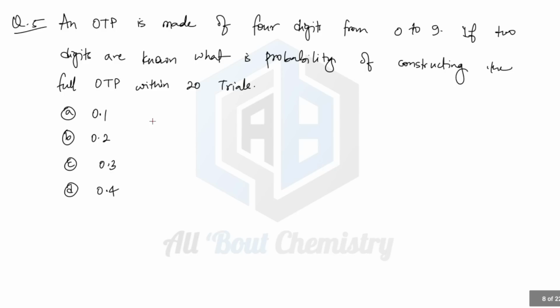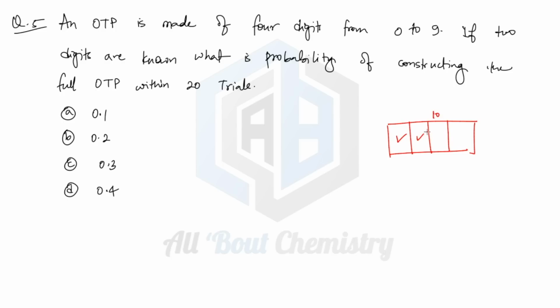Next was a question based on probability. It says that there is an OTP made of 4 digits from 0 to 9. That means there are 10 digits which are being used. If 2 digits are known, what is the probability of constructing the full OTP within 20 trials? So if there is an OTP of 4 digits and 2 are already known, you are only going to play with the remaining 2 digits. How many ways can you change this?